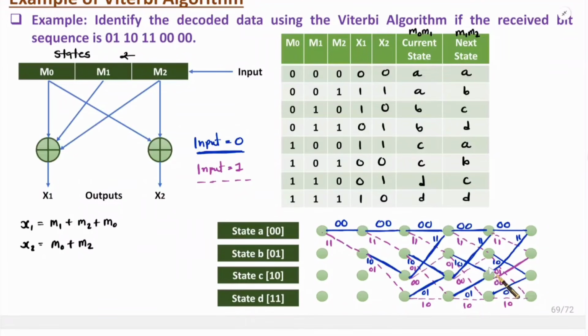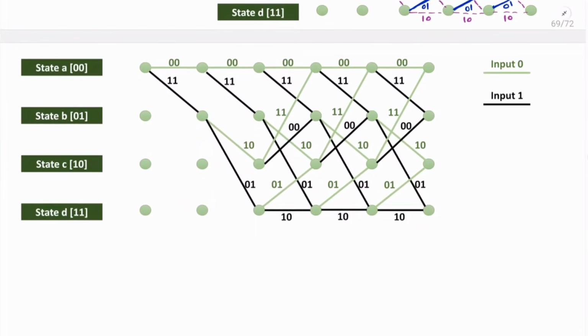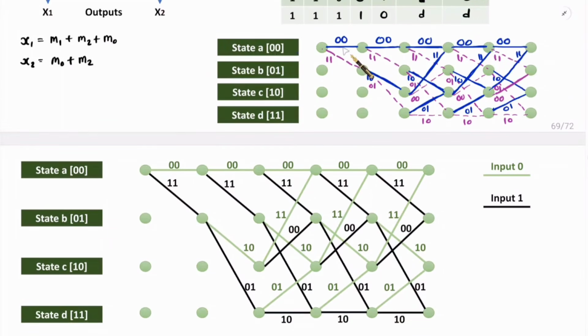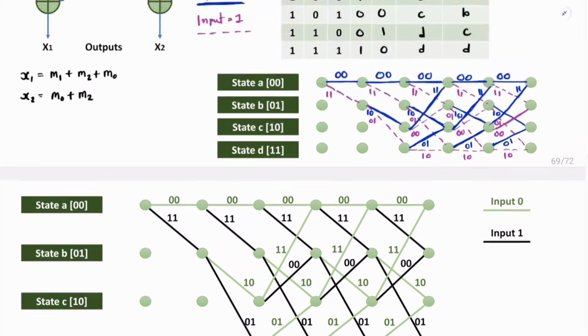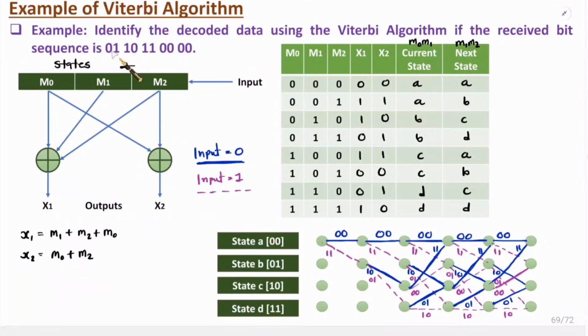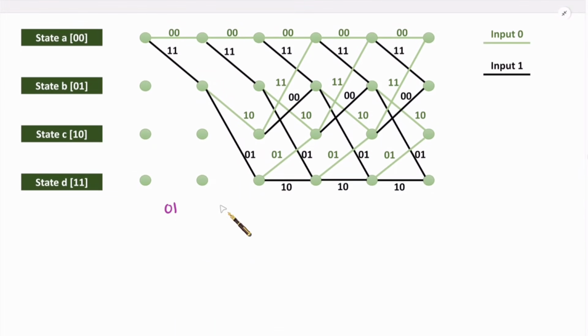So what I'll do is consider the same diagram. This is an enlarged diagram, right? That is what I have explained, how to construct. Now let me consider this diagram so that we can easily understand how to decode data using minimum weightage path. To understand minimum weightage path, first of all, you need to see what our received data is. You can observe our received sequence is 01, 10, 11, 00, 00. So let me note it over here. This is the received sequence.